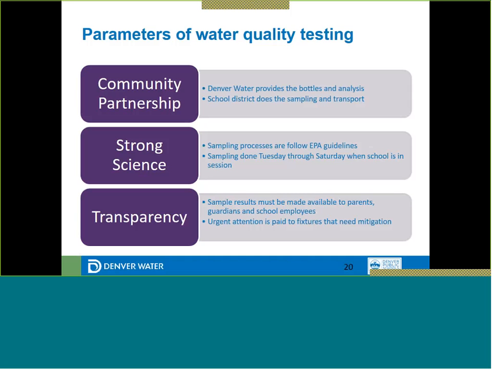It was critically important that all the sample results be made available to parents, guardians, and school employees, and that urgent attention would be paid to fixtures that needed mitigation. And so in conversations with the school districts, we will say that they have to place things on the website. It has to be done very quickly. It has to be done in a very transparent manner. And Denver Public Schools was excellent at working with us on that. Next slide.